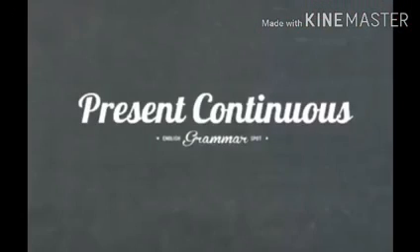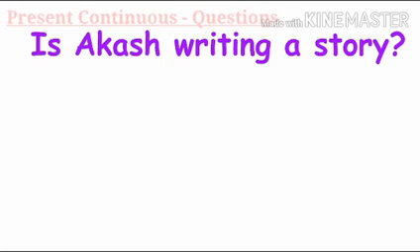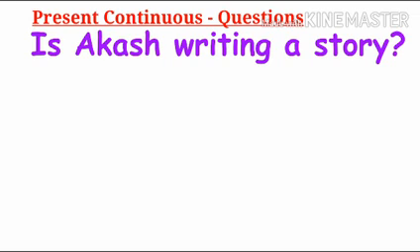Next, let us go to the present continuous interrogative sentence. Akash is writing a story. We can make it interrogative by bringing the helping verb to the first: Is Akash writing a story? This is an interrogative sentence in present continuous tense.